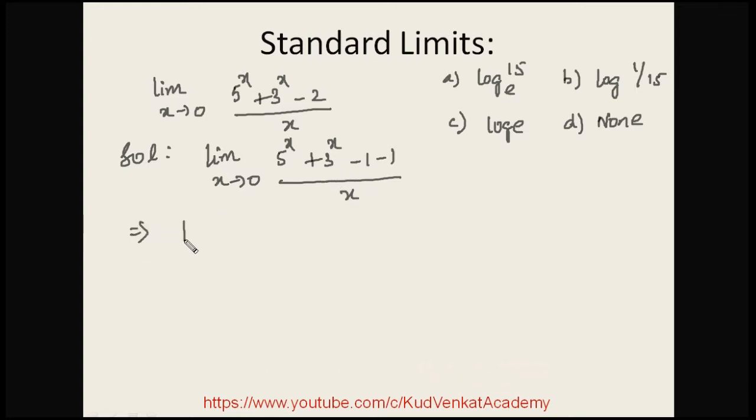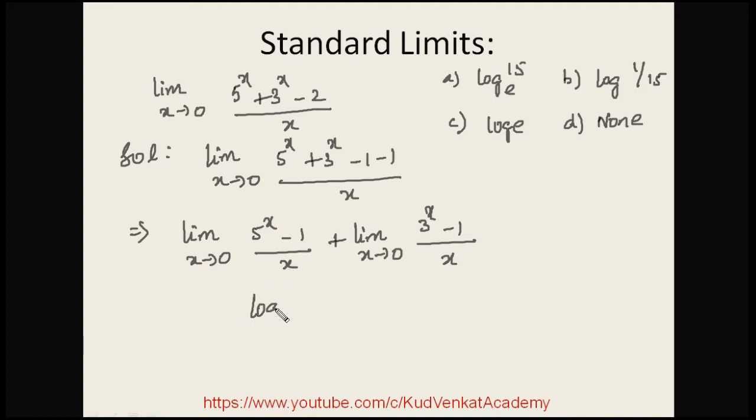This further we can write as limit x tends to 0, (5 to the power of x minus 1) by x, I'm just rearranging the terms, plus limit x tends to 0, (3 to the power of x minus 1) divided by x. If you look here, these are in the standard formats, so we can write it as logarithm of 5 to base e, right? Plus logarithm of 3 to base e.